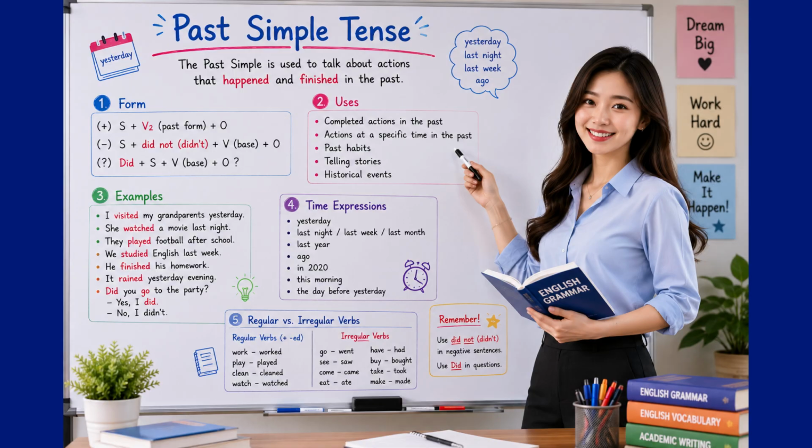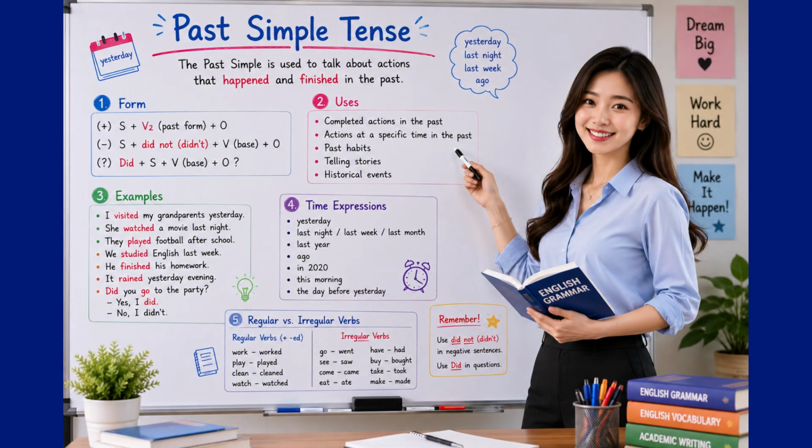Negative sentences. To make a negative sentence, use subject plus did not, didn't, plus base verb. Examples: I didn't work yesterday. She didn't study English last night. They didn't play football. We didn't visit our friends. He didn't watch television. Important rule: after didn't, always use the base form of the verb. Correct: she didn't go. Incorrect: she didn't went.